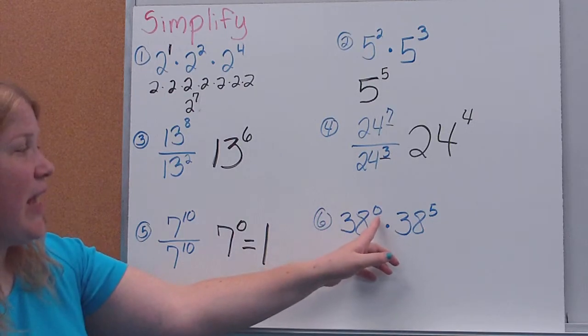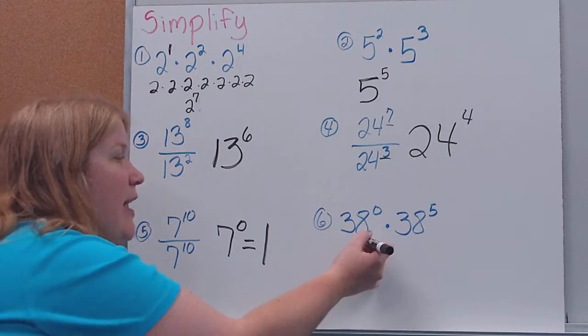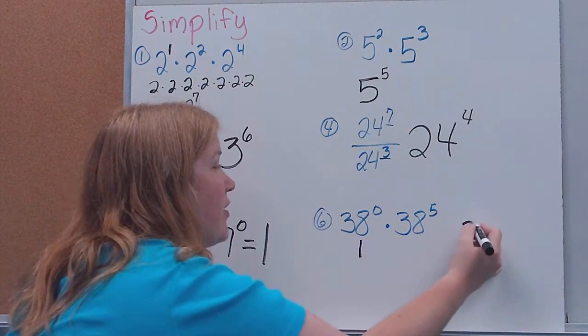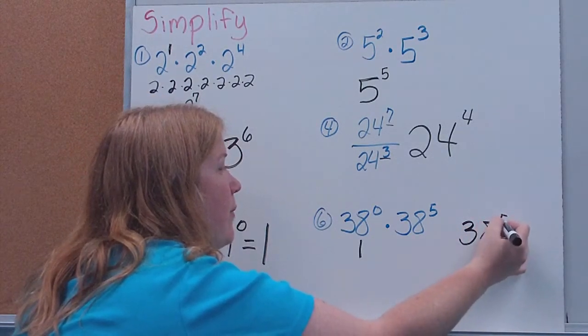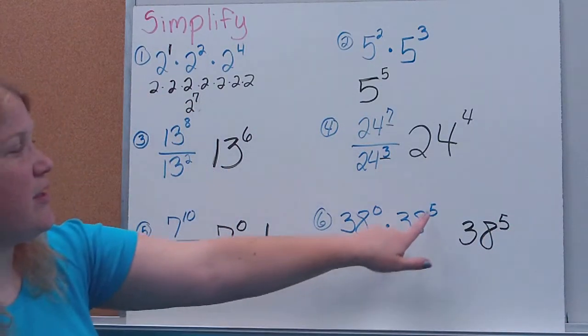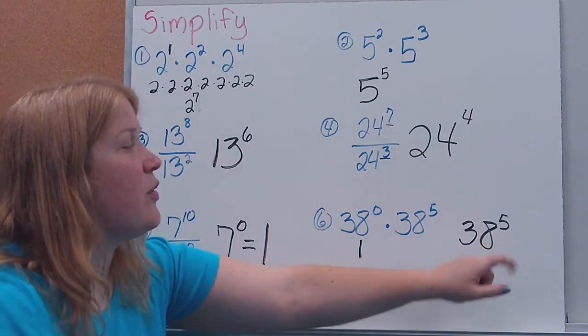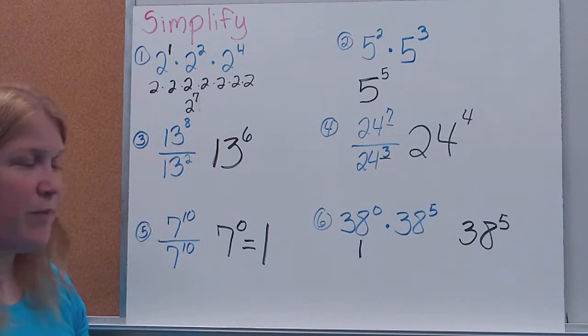So here I've got 38 to the 0 power, which is the same as saying 1. What is anything times 1? Itself. So my answer is 38 to the 5th. The other thing you could just do is 5 plus 0. That's our identity property of addition. So it would still be 38 to the 5th. All right.